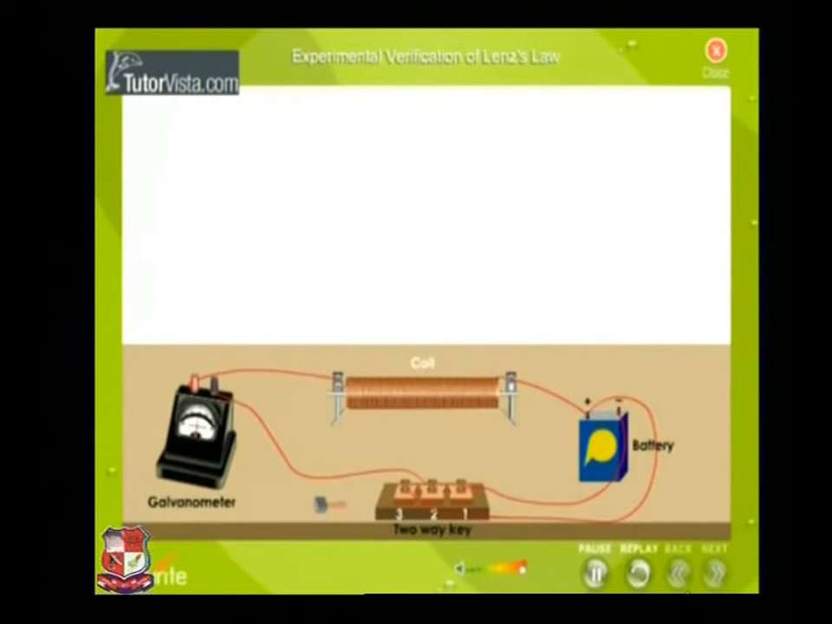Connect a coil of a few turns to a battery through a sensitive galvanometer and a two-way key.